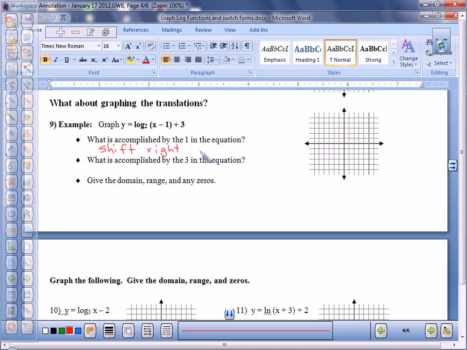What does the 3 do? What does the 3 do to the function? Shifts it up 3.